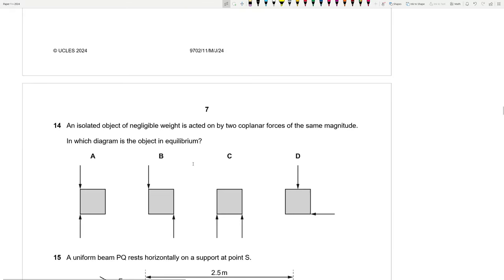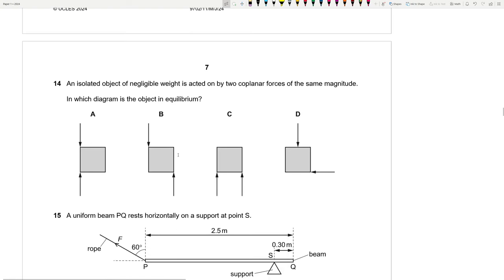An isolated object of negligible weight is acted on by two coplanar forces of the same magnitude. In which object is it in equilibrium? Net force has to be 0. Net moment has to be 0. Here net force is 0. But in these ones, the net force is not 0. It's between A and B, but look.